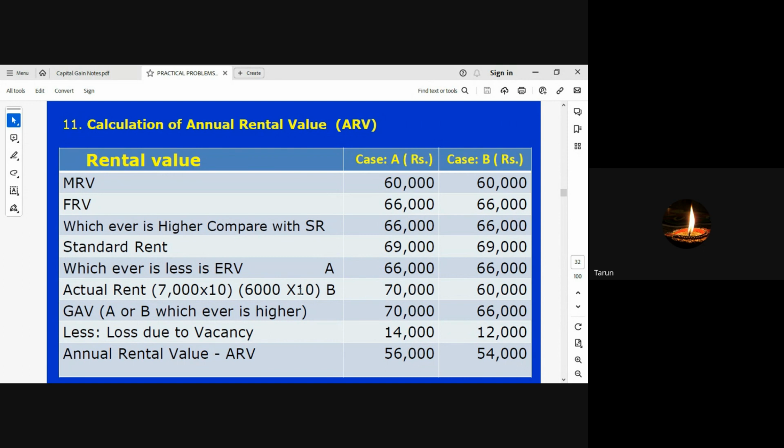Only the actual rent values differ, and the loss due to vacancy also differs, because the loss due to vacancy is for 2 months. So 6,000 into 2 months, that is 12,000. Whichever you have to deduct from the gross annual value as loss, you will get the annual rental value.